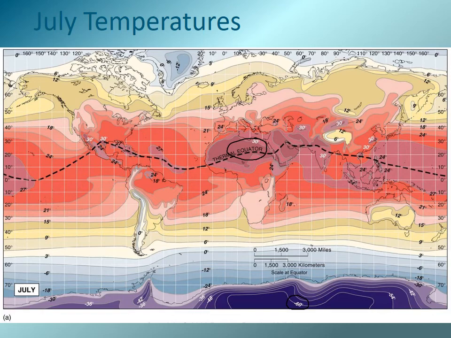By the way, which hemisphere has more land, northern hemisphere or southern hemisphere? If you guessed northern hemisphere, you're right. The southern hemisphere, almost 80% of it is covered by water. So in general, the seasonal differences in the southern hemisphere are not as great as they are in the northern hemisphere.